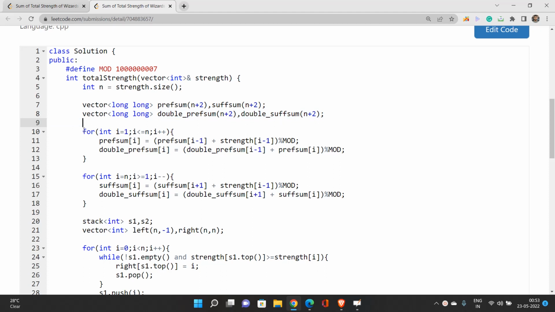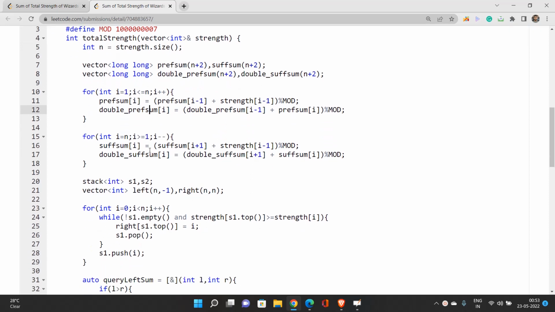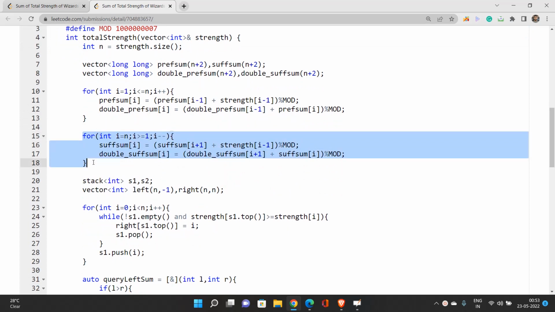We'll iterate from 1 to n. Note that here I am going to use 1-based indexing. So the prefix sum of I will store the sum of all strings up to the index I, and similarly the double prefix sum is the prefix sum of the prefix sum. I hope you understand. And similarly we are going to do the same for the suffix sum.